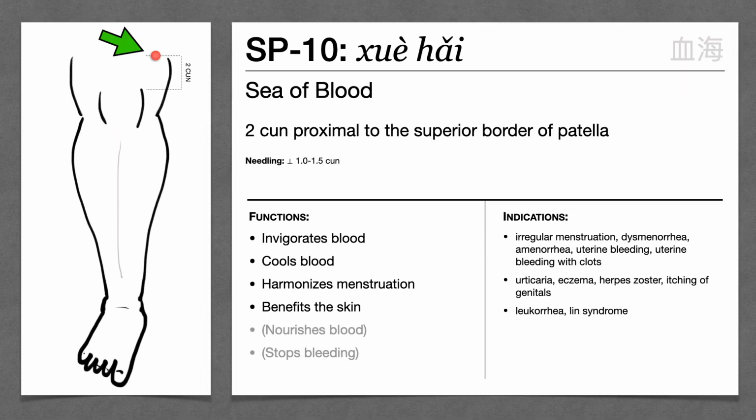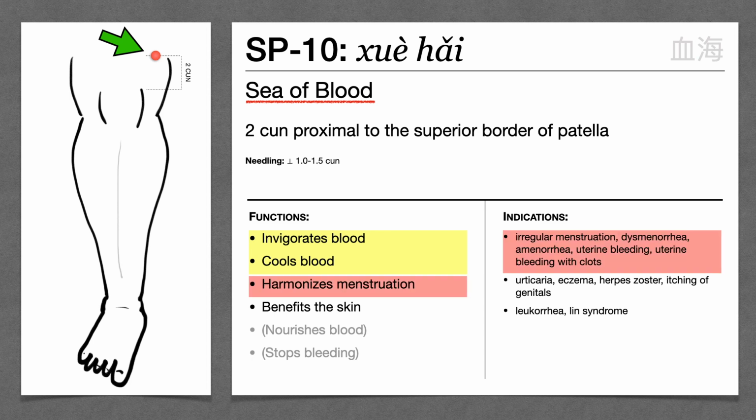Spleen 10 is called Xue Hai, Sea of Blood, so it has a strong effect on the blood. Its two main actions in this regard are invigorating blood and clearing blood heat, and with these functions it has two main areas of application.